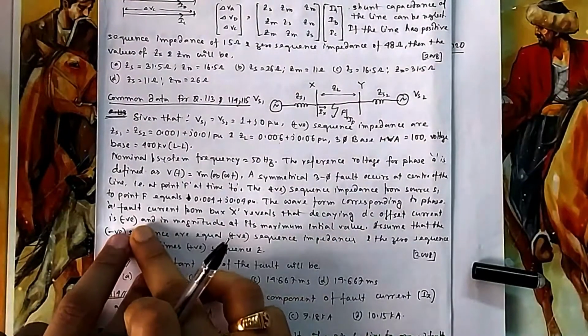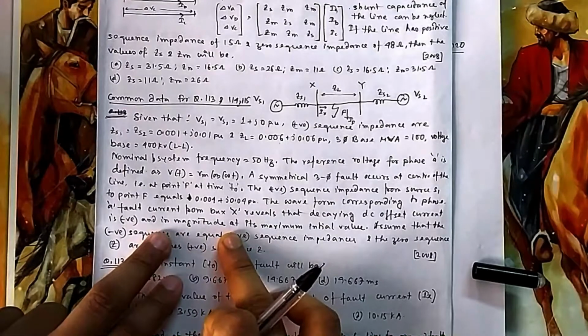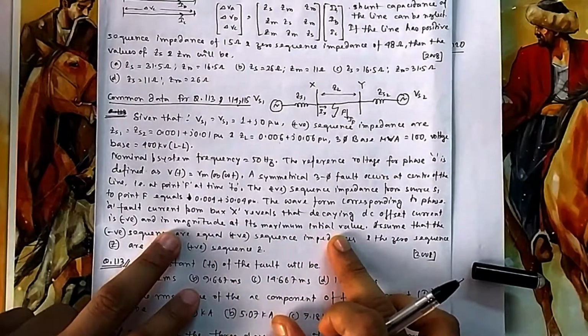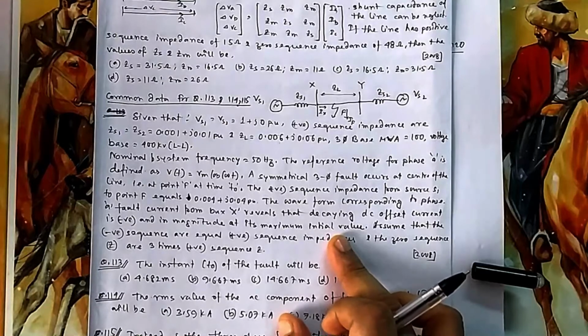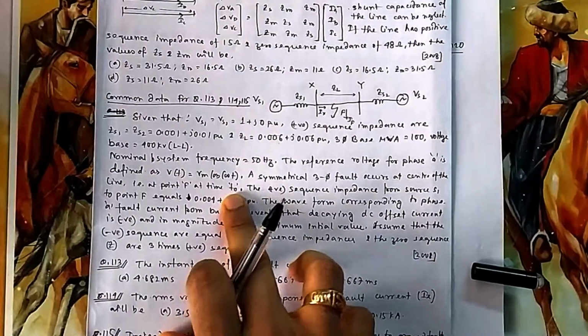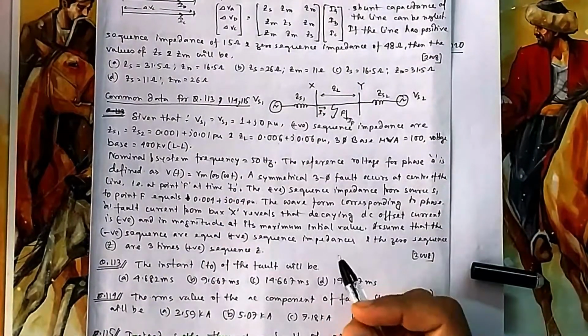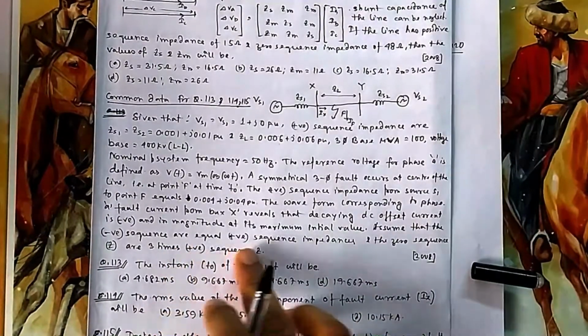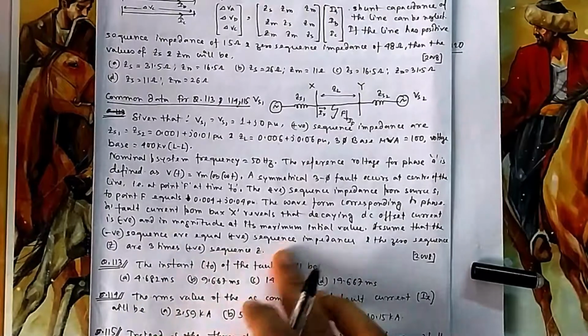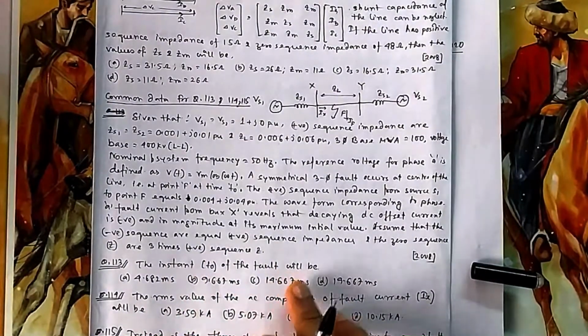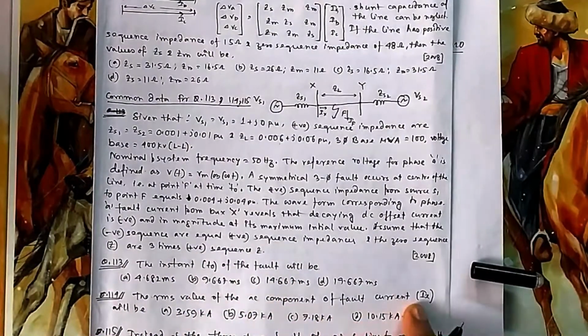That DC offset current is negative, and it is equal in magnitude to its maximum initial value, because if you write the expression for the DC offset current, you can see that depending on the instant at which the fault occurs, the DC offset current comes into the picture. Assume that the negative sequence impedance is equal to the positive sequence impedance and the zero sequence impedance is 3 times. That is also given.